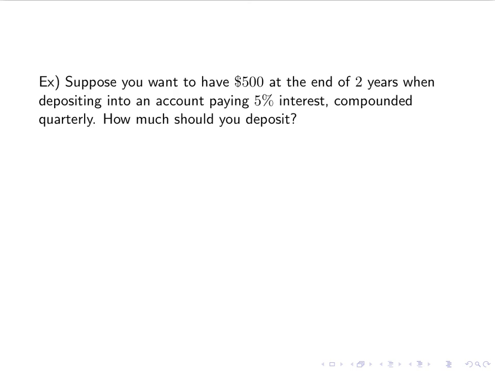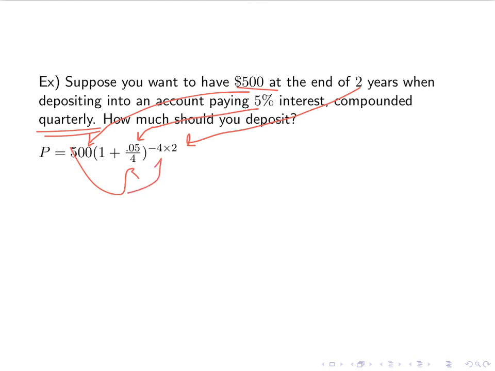So let's try another one. Suppose you want to have $500 at the end of 2 years when depositing into an account paying 5% interest compounded quarterly. How much should you deposit? So again, how much should I deposit? That's P. So 500 is the S, 2 is the time, 5% as a decimal, 0.05, quarterly, again there are 4 quarters in any whole thing, so in particular there are 4 quarters in a year.